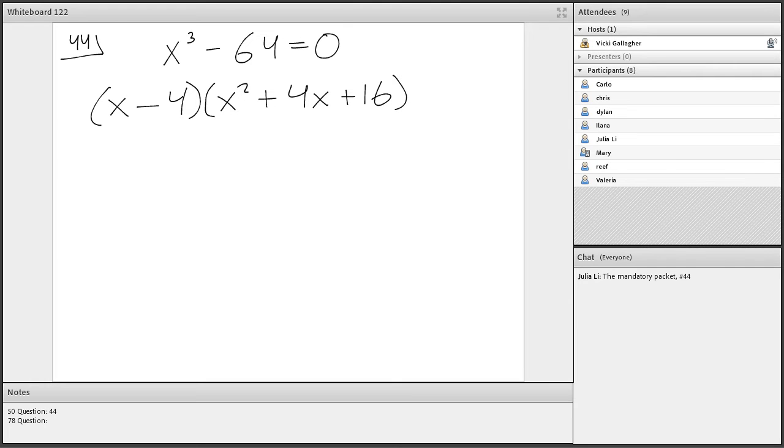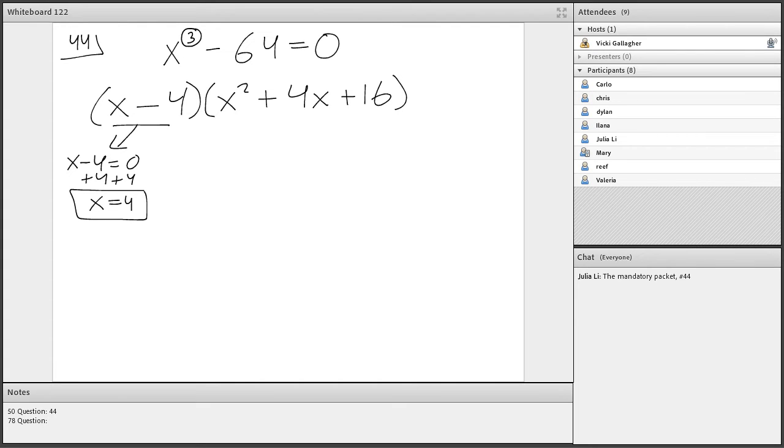And from here, unfortunately, you can't factor it anymore. And so we're ready to start writing answers. From our first parentheses, it's a very simple answer. You set it equal to 0 and you add the 4. And our first answer is x equals 4. Now this problem has 3 answers because it has an exponent of 3, so we do need 2 more answers.